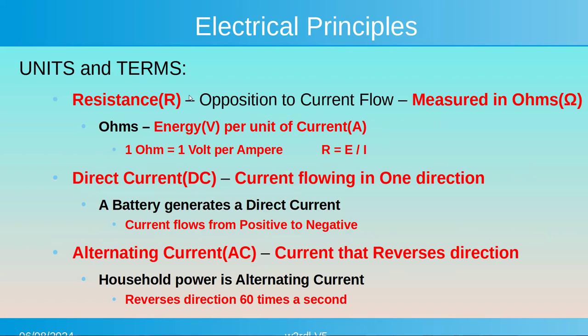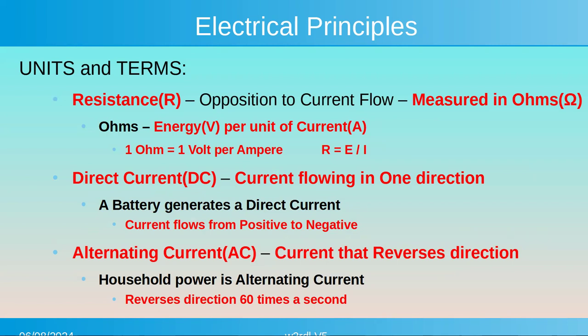Okay, some other terms, resistance, which is the opposition to current flow. So we have voltage, which is trying to create current flow, the force to generate it. Resistance is the opposition to it. Just like everything, there's a pro and a con.